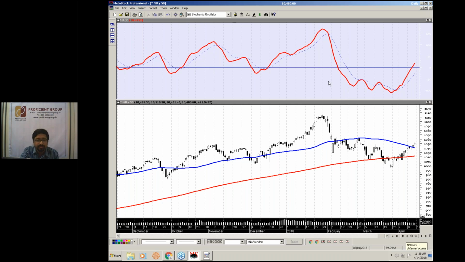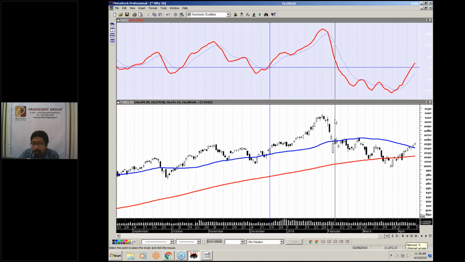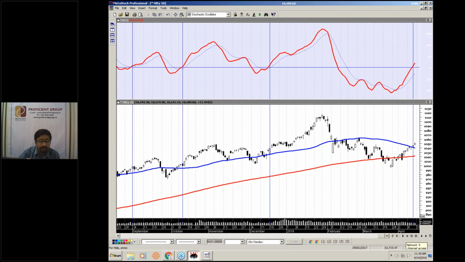It is pretty simple, and I am also drawing a horizontal line at 0 value, and whenever the MACD, the red line, crosses the horizontal line, suppose in this region, or in this region, or in this region, or you can also take it here, these are some sort of robust buying signals, as you may say.